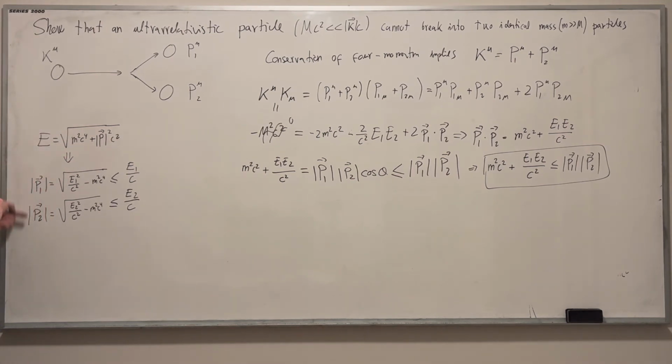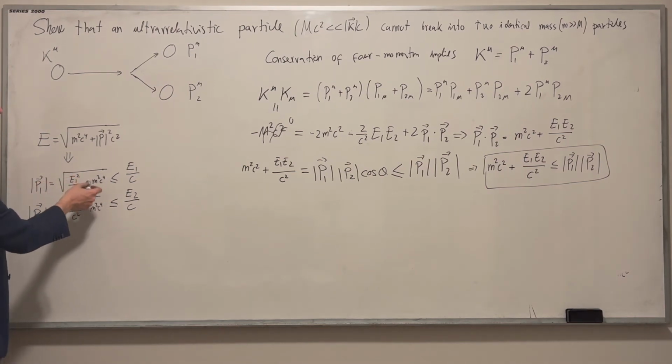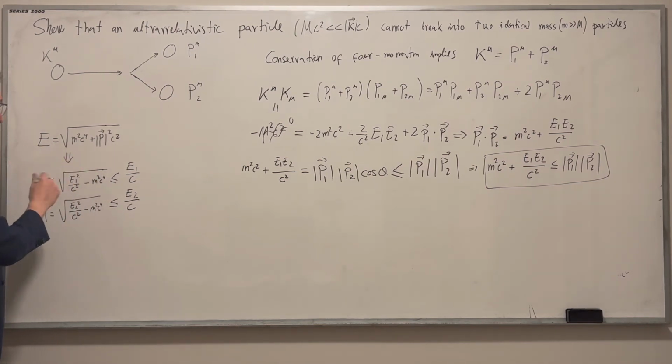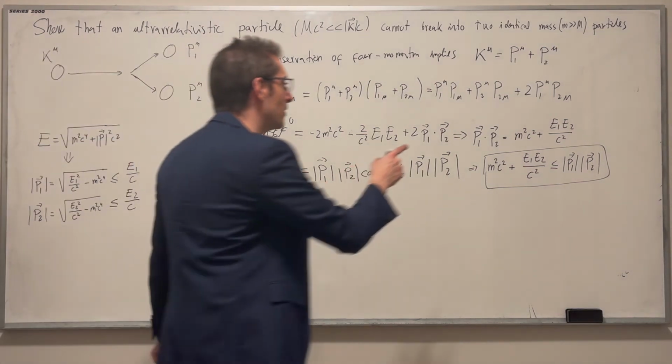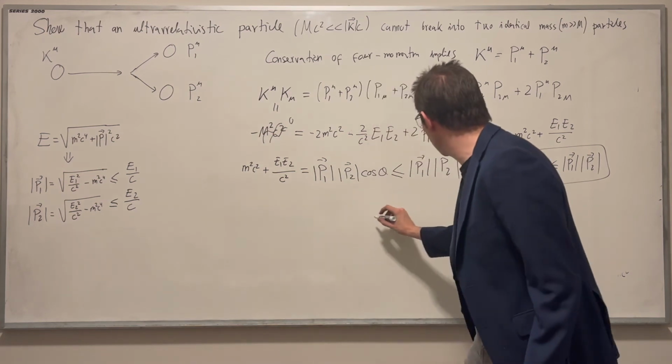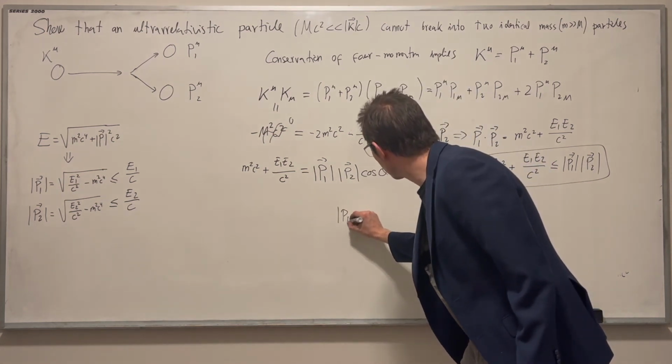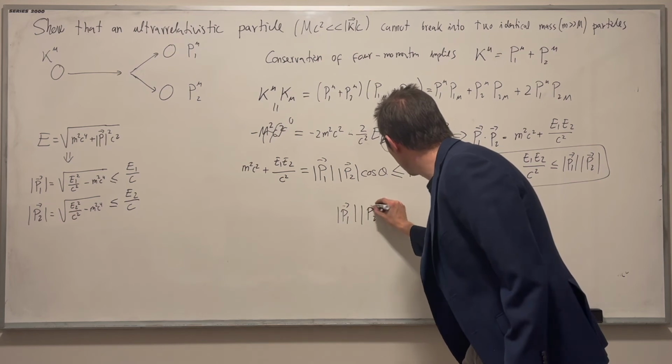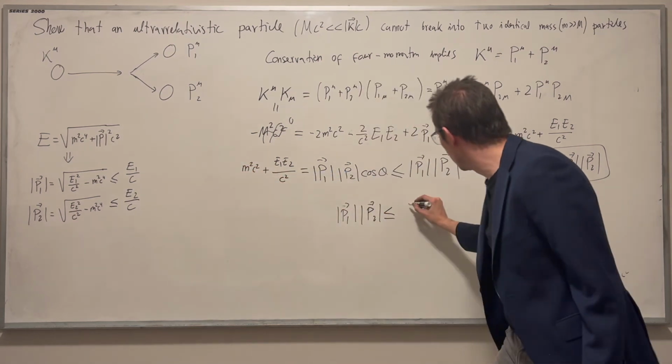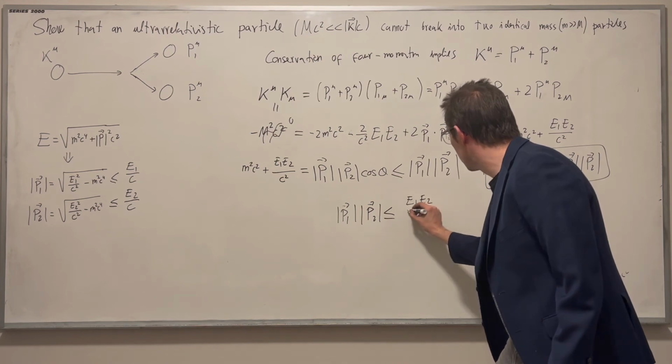Now we do it for each of the particles that split off, and we find that indeed P1 is this expression here: the energy divided by c, all squared, minus m squared c to the 4. But notice that this quantity is positive, this quantity is also positive, so this is always less or equal than E1 divided by c. And the same applies for particle 2. Interesting. If we combine this with this, what does that mean? Well, that means that P1 times P2 in magnitude would be less or equal than E1 E2 divided by c squared.